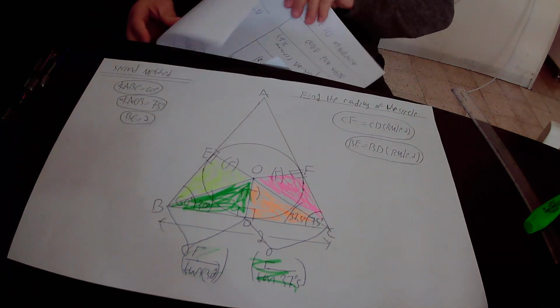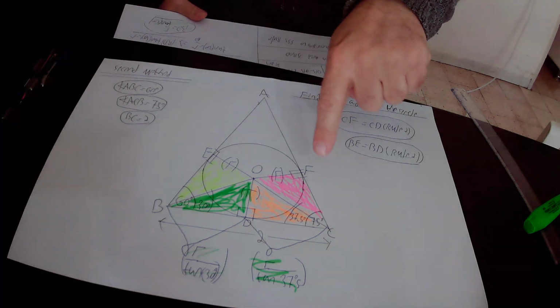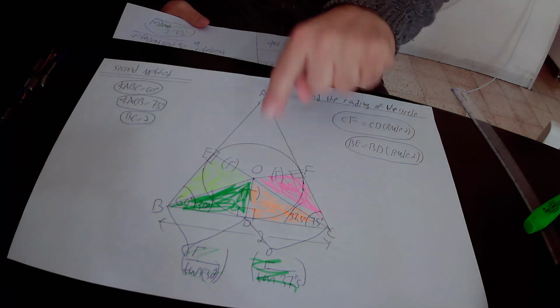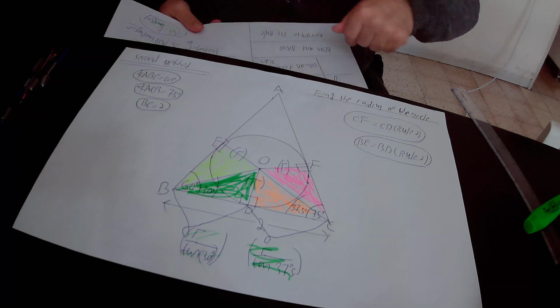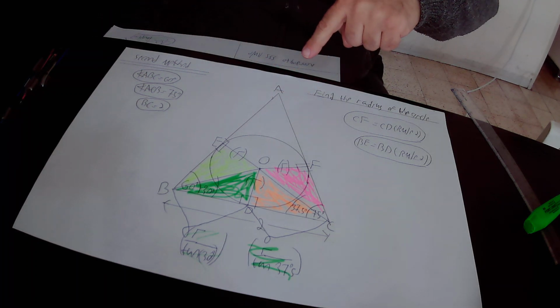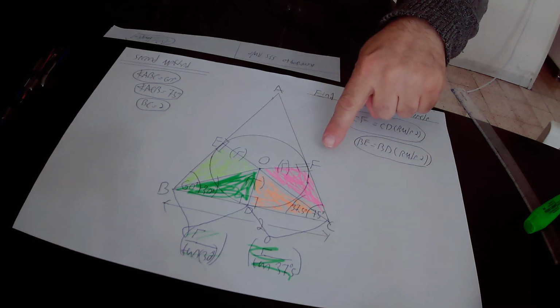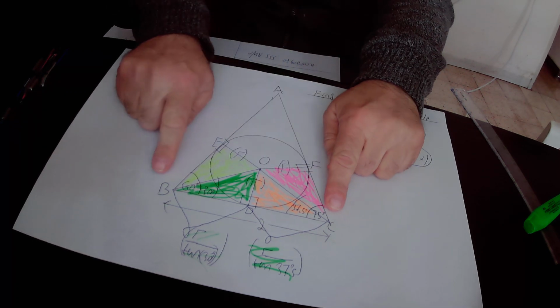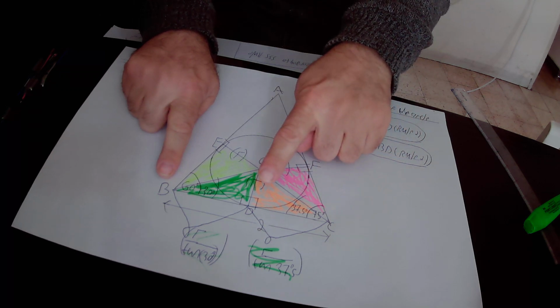In the second method, we defined the center of this circle here as O. We define the point of tangency of tangent AB with this circle as E. We define the point of tangency of tangent AC with this circle as F. And finally, we define the point of tangency of tangent BC with this circle as D.